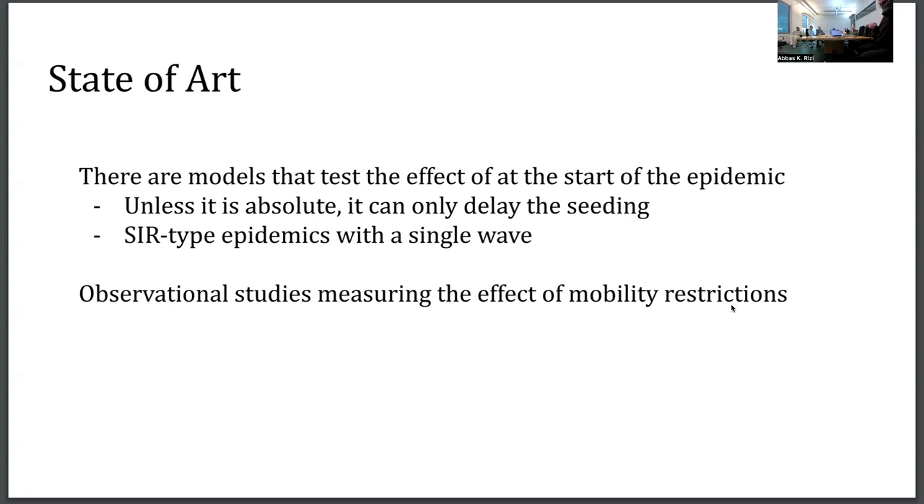So the state of the art, obviously we're not the first people to do it, but what people usually do is they ask the question: how does mobility or border crossing affect the start of an epidemic? So you're starting with a totally naive population, no infection, and you have infection pressure from abroad, and you cross the borders, how long would it delay the start of a wave?